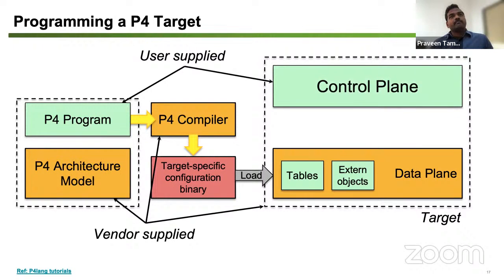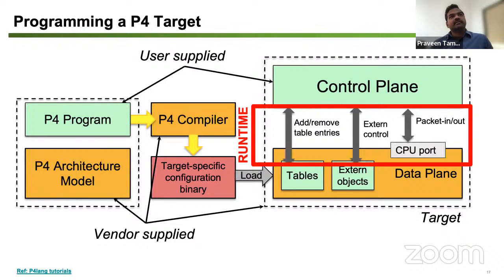And the user would also supply a control plane. Actually, the output of the P4 compiler is, in addition to the binary, it also automatically generates APIs. These APIs are used to interact with the tables that are programmed in the target, and also external objects. And also, if you want to send certain packets or examine certain packets, then you can send them to the CPU port. So the necessary APIs are automatically generated and exposed to the control plane, so that the control plane at runtime would use those APIs to program these elements in the target.